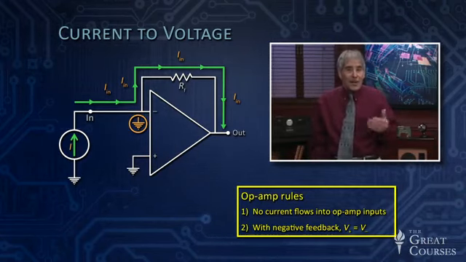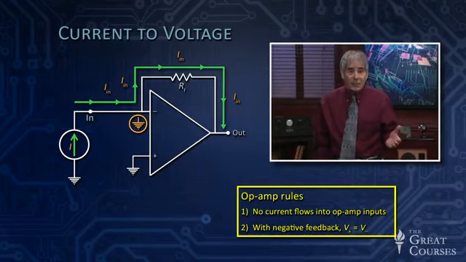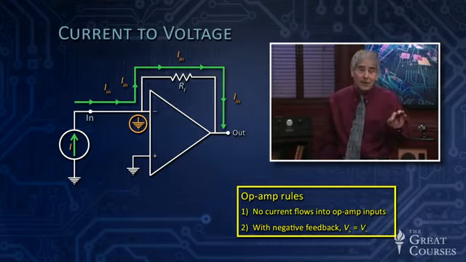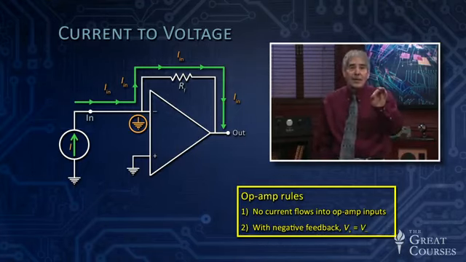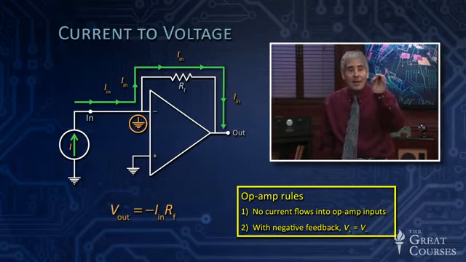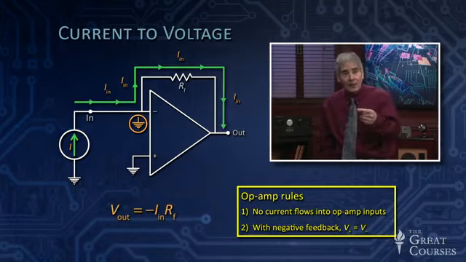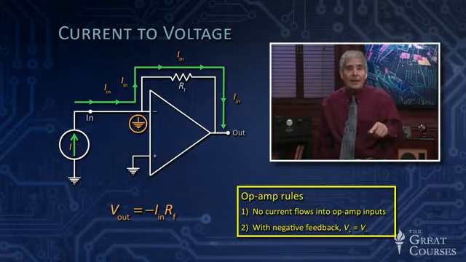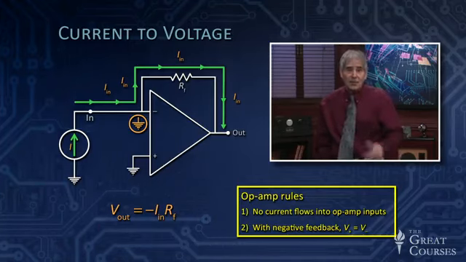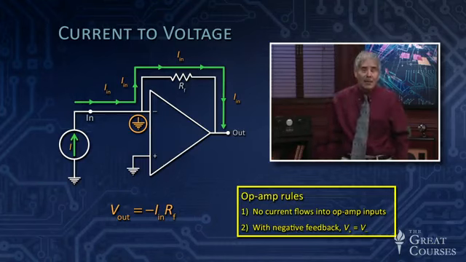But there's what happens. And just as with the analyses we've been doing before for the voltage amplifiers, we can say the output is minus I times the feedback resistor, because the left-hand side of the feedback resistor is at 0 volts. There's a current I flowing through it, and that current I is multiplied by the feedback resistance to get the voltage across the feedback resistor. So V out is minus I in times RF.